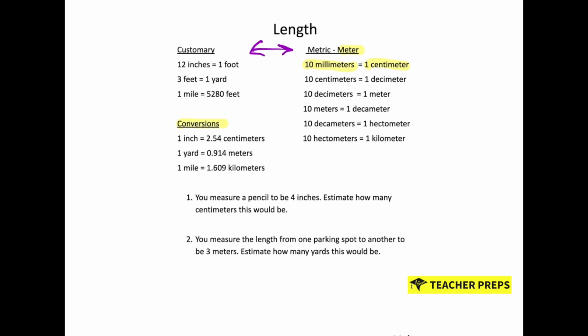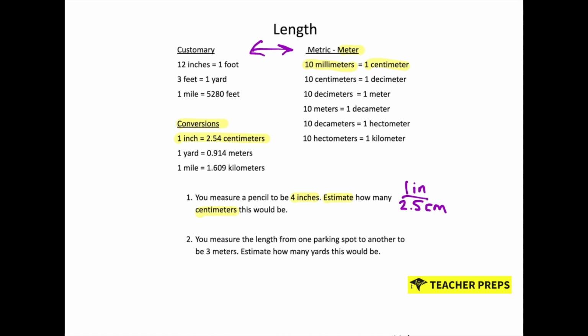This first question says that you measure a pencil to be 4 inches. Estimate how many centimeters this would be. Notice the word estimation. An estimation answer means good enough. It doesn't need to be exact, it just needs to be an approximation. When I solve these, I like to set up proportions. The first step is to look at the conversion factor. We're going from inches to centimeters, so find the conversion factor that goes with inches and centimeters. That's 1 inch equals 2.54 centimeters.